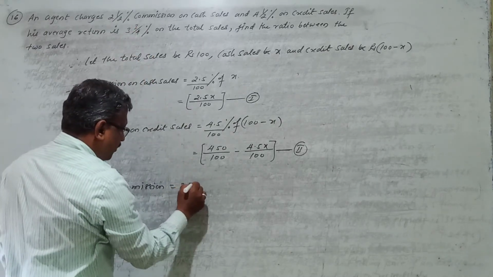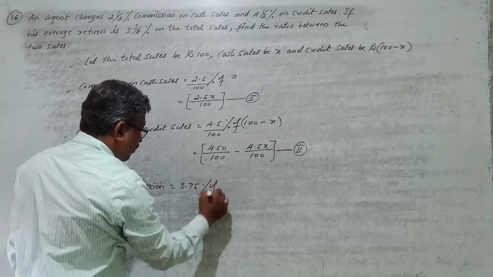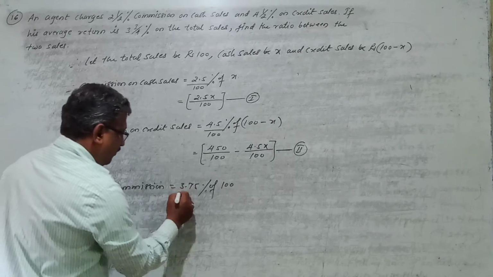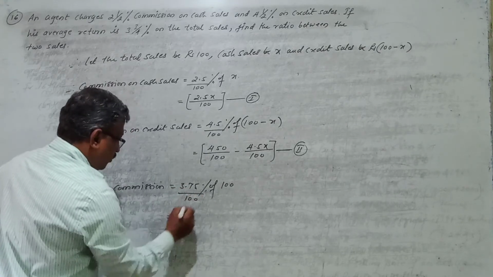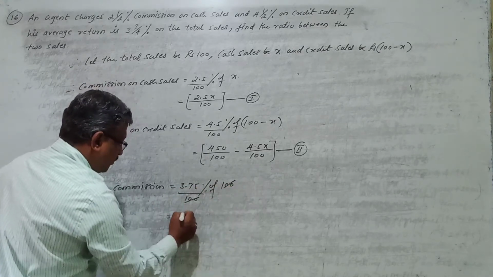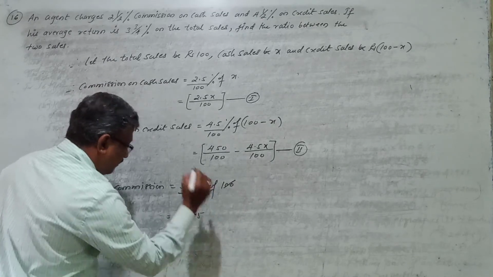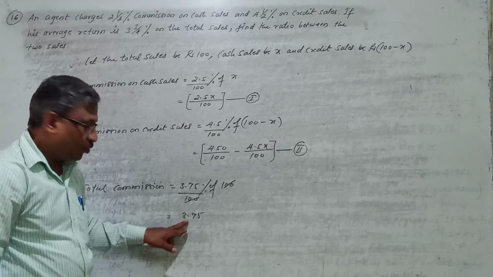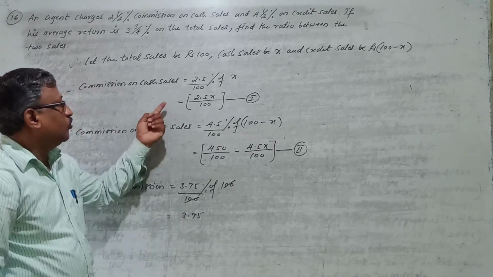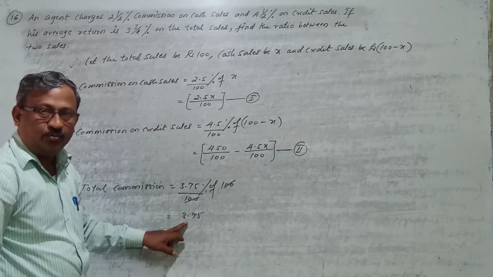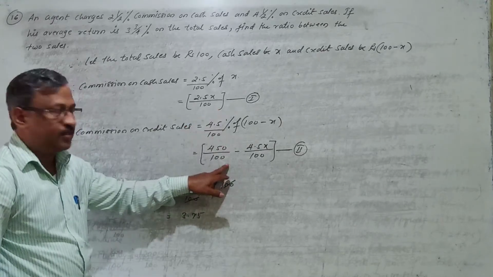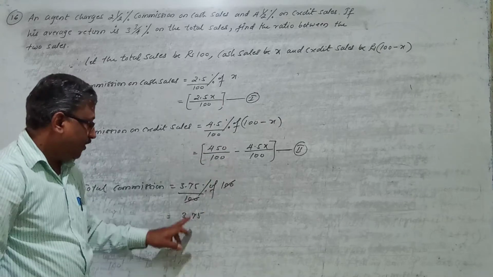So 3.75% of 100. So 3.75 divided by 100. So this 100 will cancel. It comes to how much? 3.75. This is the total commission for selling the goods for cash and credit. So this total commission is nothing but commission on cash plus commission on credit sales. If you add both the commissions, we get the total commission.